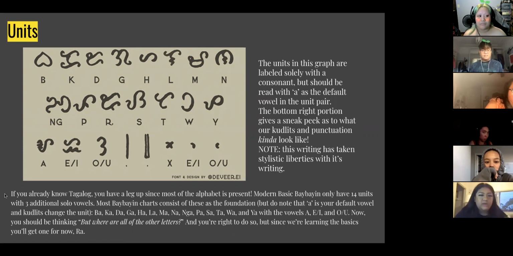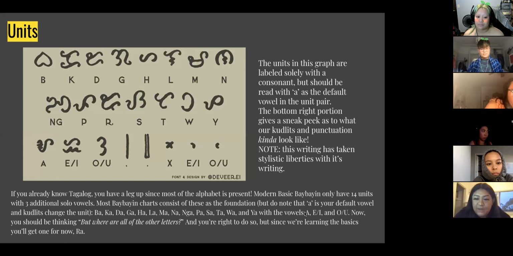So if you already know Tagalog, you kind of have a leg up since most of the alphabet is present. Modern Baybayin only has about 14 units with 3 additional solo vowels. And most Baybayin charts that you'll read online consist of these as the foundation. But do note that A is your default vowel and the kudlits change the unit. So as I said, ba, ka, da, ha, and then on and on.